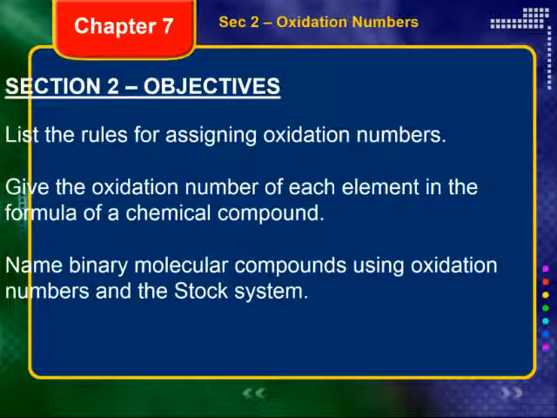All right, chemistry, let's start our video lecture for chapter 7, section 2, talking about oxidation numbers. What I want you to be able to accomplish by the end of this section: list the rules for assigning oxidation numbers, give the oxidation number for each element in the formula of a chemical compound, and name binary molecular compounds using oxidation numbers and the Stock system.